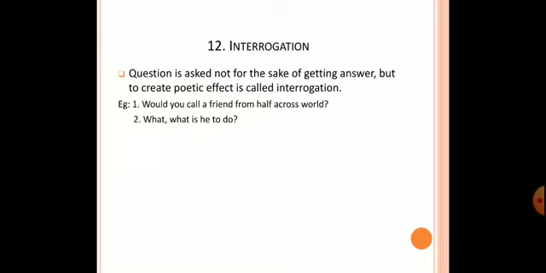Second example, what is he to do? Now over here we are not asking a question for the sake of getting an answer, but this is just to create a poetic effect. And one more important thing you have observed, over here what is being repeated twice, so this means this is repetition also. Third one, who do you think you are acting that way? So over here also at the end you can see a question mark, so this means it is an interrogation as a figure of speech.